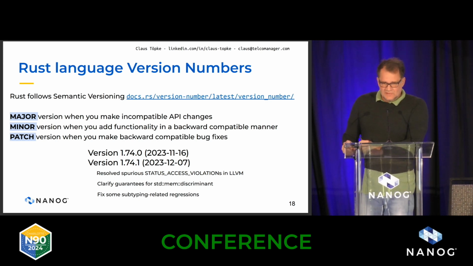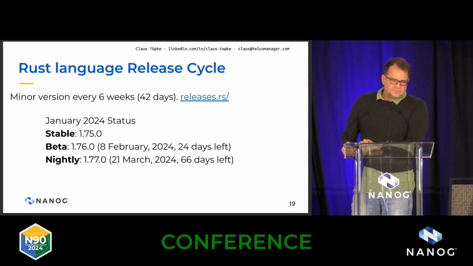Rust also has the same idea of versioning, which is major, minor, and patch. It is released every 6 weeks, which is kind of similar to Go, a little bit more frequent. So the last one was 1.76. When I wrote this presentation, this table said 1.75. Now it's 1.76.